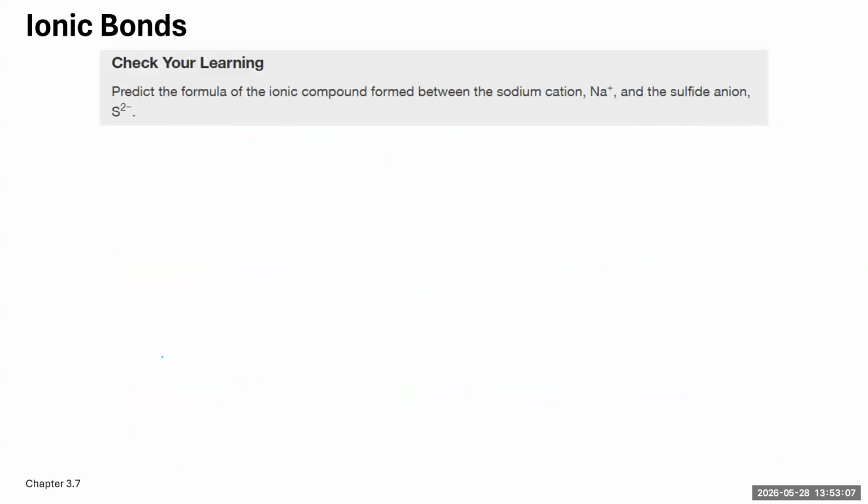All right, let's do another one. Predict the formula of the ionic compound, kind of what we just did, that formed between the sodium cation Na plus and the sulfide anion. We can do it two different ways. So this is 1 plus, and then we have the S2 minus. Well, that's the same as a plus 1 minus 2. Where we're trying to form neutral compounds.